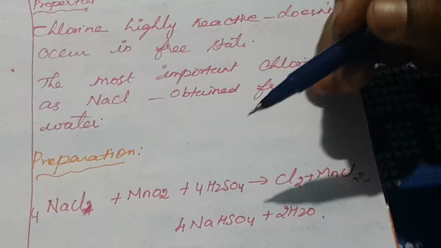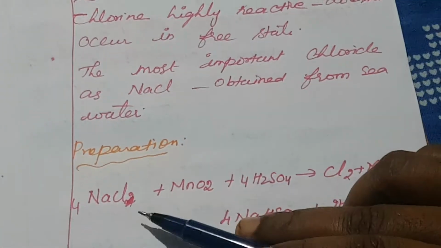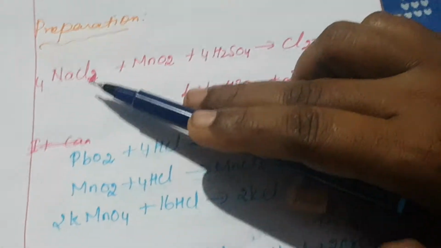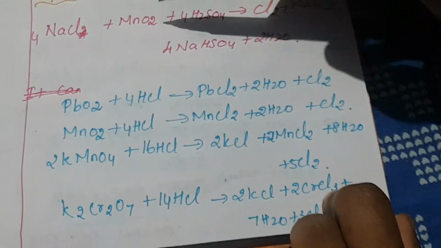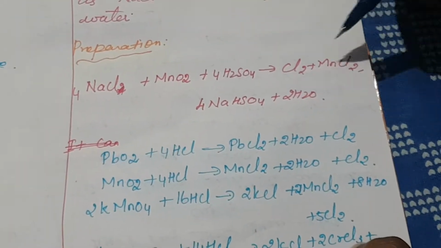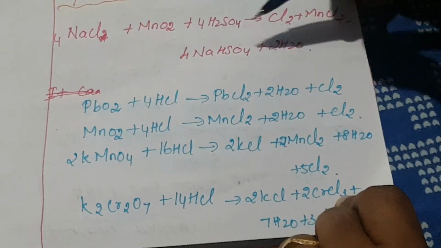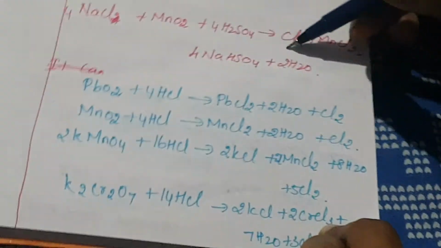So what is the preparation of chlorine? How is it prepared? First, it is obtained from sodium chloride, NaCl. It is oxidized with MnO2 and sulfuric acid to form chlorine, manganese chloride, sodium bisulfate and water. Here Cl2 is the chlorine molecule. This is the preparation of chlorine.